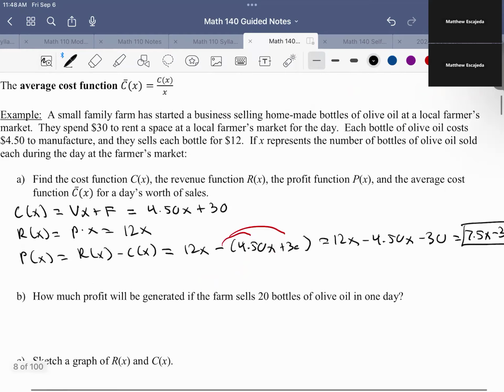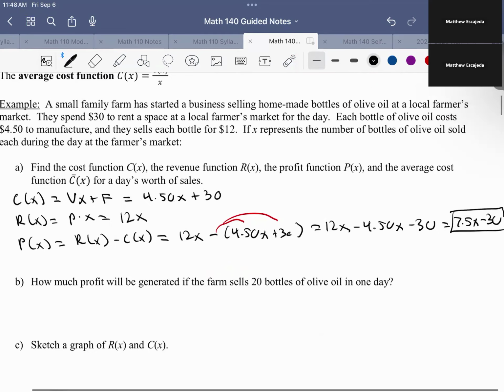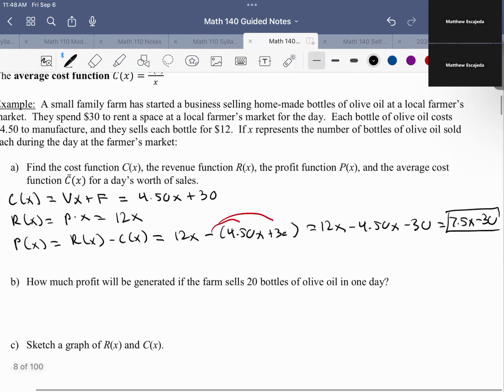Okay, so the last one is the average cost, right? So C bar of X. Remember, that's just the cost divided by the number of items. And that's just 4.50X plus 30.